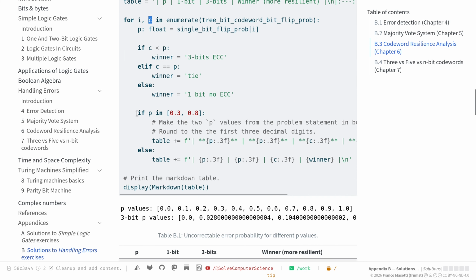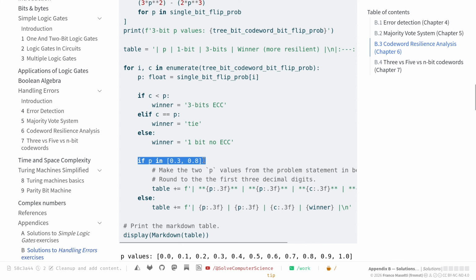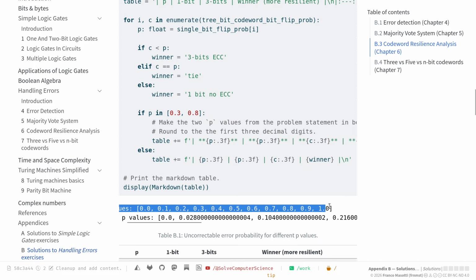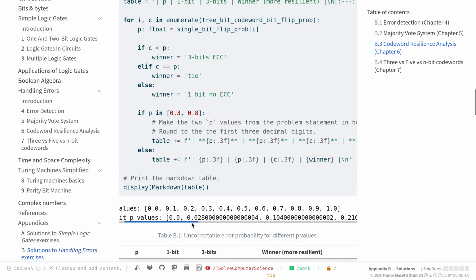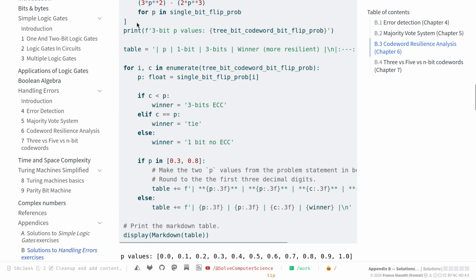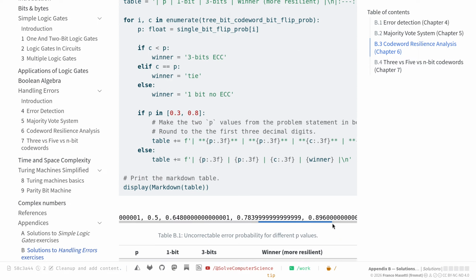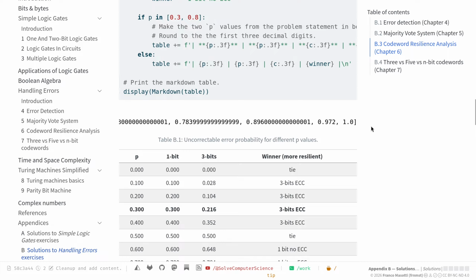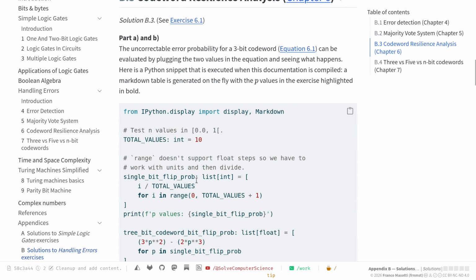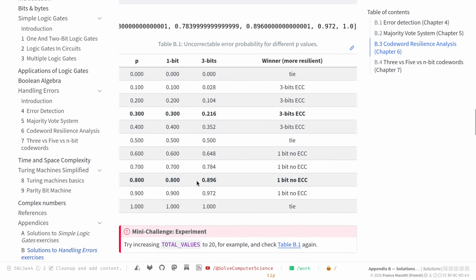Then we highlight both cases of the problem, so 0.3 and 0.8, and we use the bold instruction for markdown. So we have the 10 values, and we have the values for the 3-bit string after the equation has been computed. These are these values here. And then we have the table. This table is automatically generated.